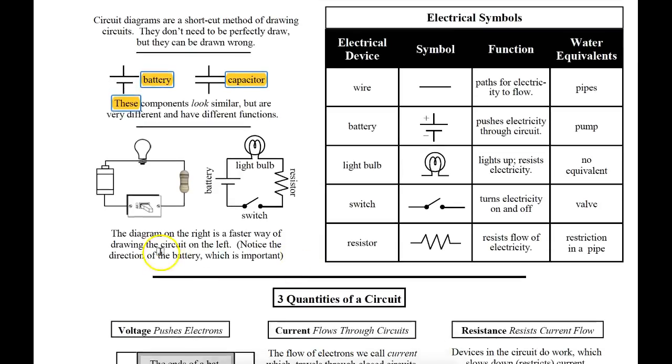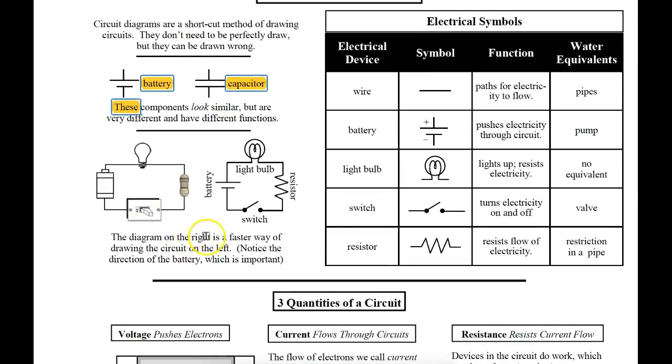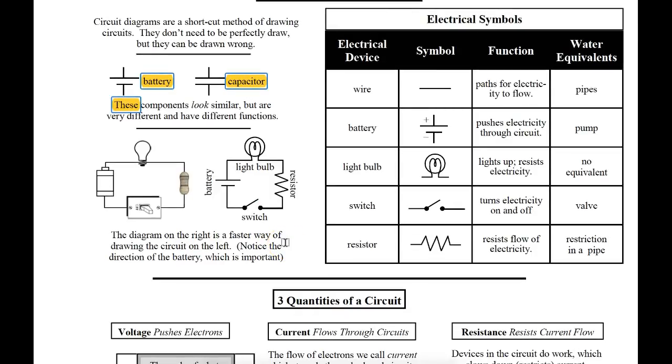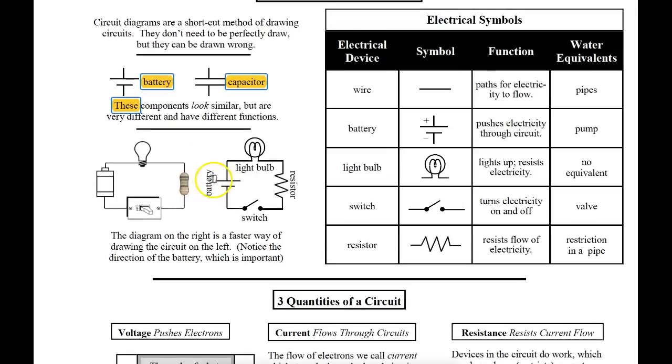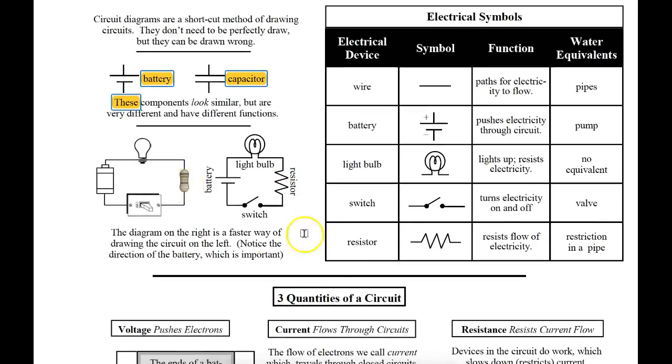The diagram right here for your light bulbs, the diagram on the right is a faster way of drawing the circuit on the left. So instead of drawing the whole battery, you can draw, again, a line right here, kind of what you see here. This should kind of match that. Light bulb, again, easier to draw like this than like this. Resistor, easier to draw than this. Switch, right here, easier to draw than this. That's why they come up with the symbols.